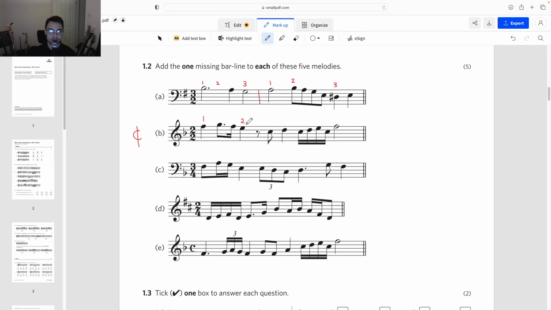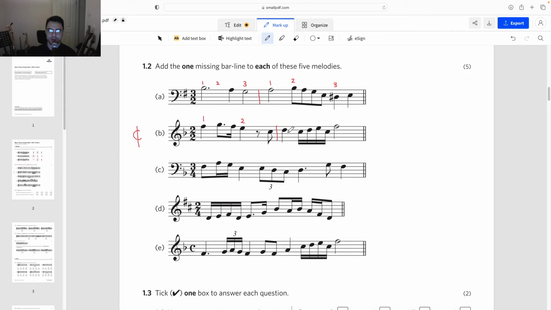So then we need to find another crotchet's worth of notes. And here we have it. 2 quavers make a crotchet. Plus this crotchet makes our minim. And immediately after that, we're going to put our bar line.